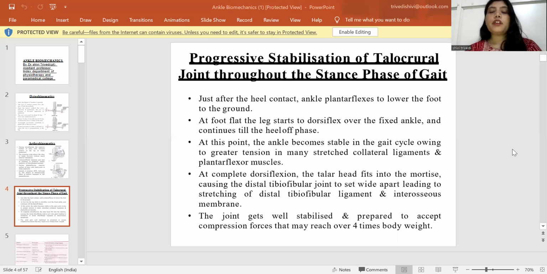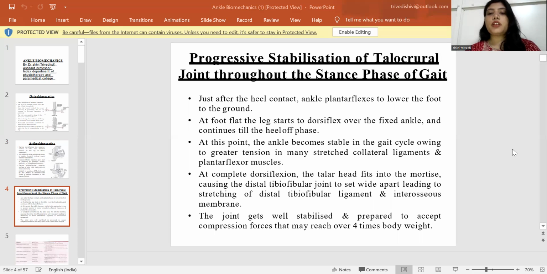Thus, after the heel contact, the ankle plantar flexes to lower the foot to the ground. At foot flat, the leg starts to dorsiflex over the fixed ankle and continues till the heel off phase. At this point, the ankle becomes stable in the gait cycle, owing to greater tension in the stretched collateral ligaments and plantar flexor muscles.